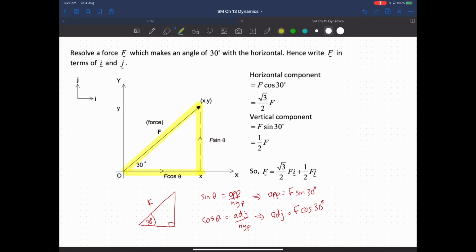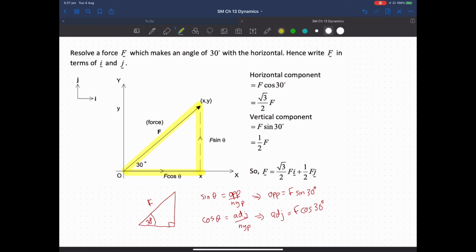This means that we can express the force as the sum of its two components. So force F is a vector. It's made up of its two components, so force F equals root 3 on 2 F in the direction of unit vector I plus 1/2 F in the direction of unit vector J.